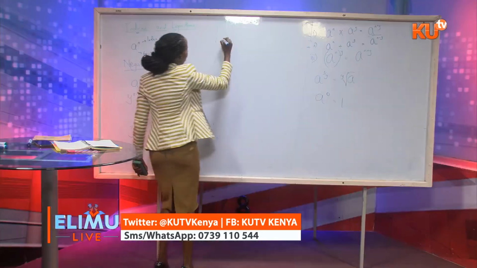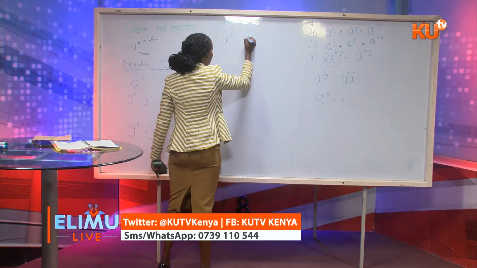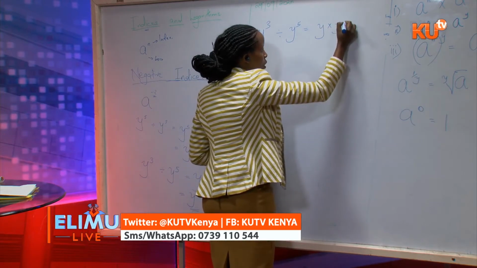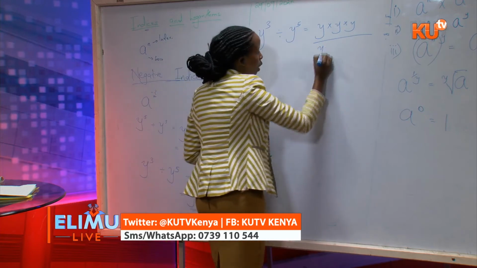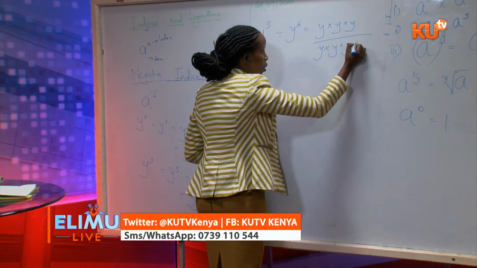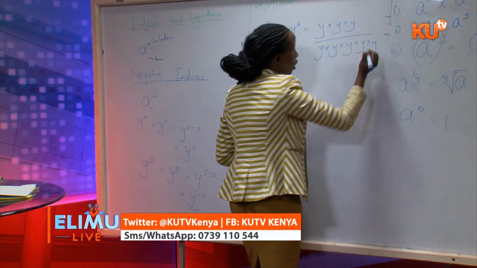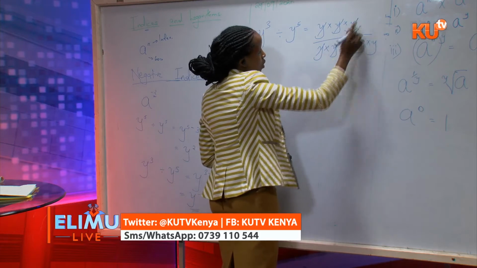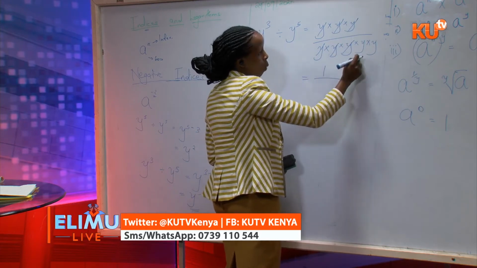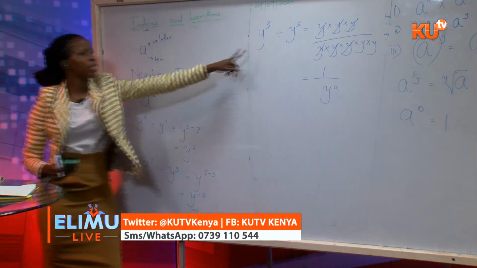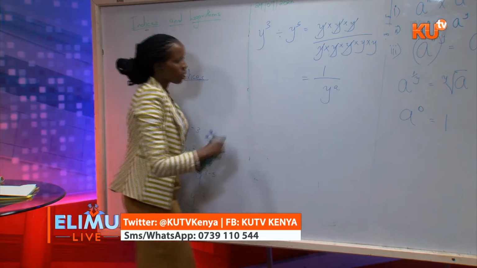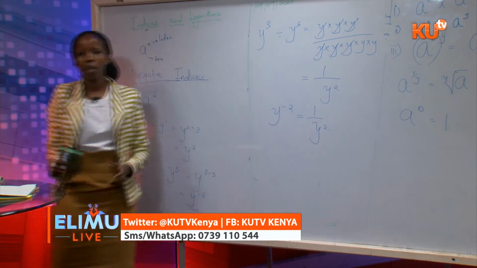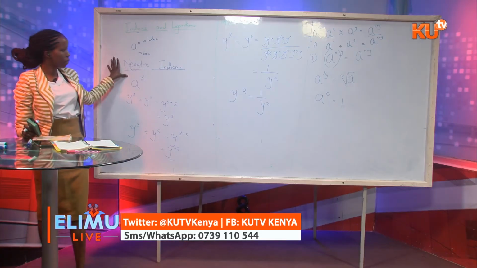So let us look at the same y using the long formula. Using the long formula, it means that I'll have my y multiplied 3 times, divided by y multiplied how many times? 5 times. 1, 2, 3, 4, 5. So simply, this remains 1, so it is 1 all over y, how many times? 2 times. Is this the same? It is the same. So it means that y raised to negative 2 is the same as 1 all over y squared. And this is where we are narrowing down our negative indices.